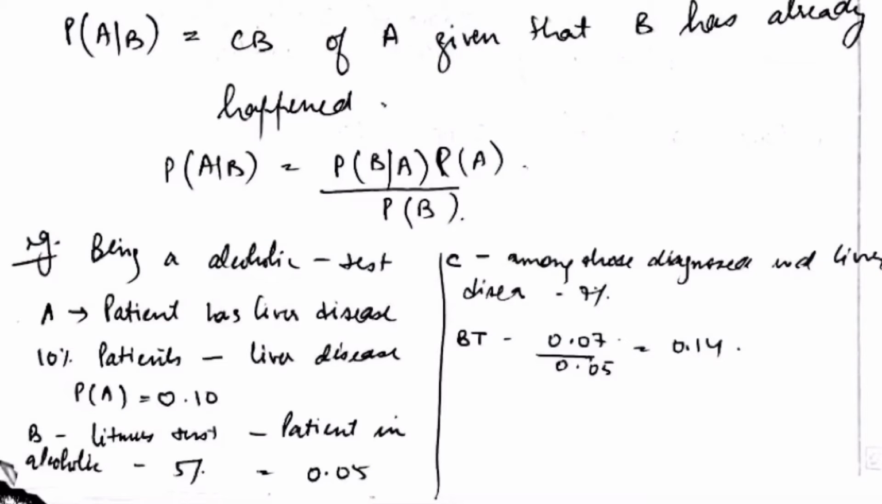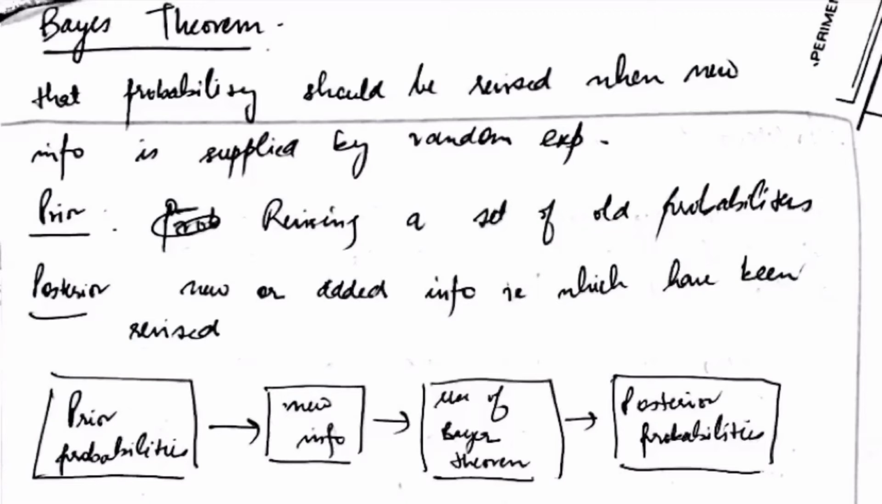Next theorem is Bayes' theorem, in which one event affects the probability of the other event, just like the conditional probability. Two important terms used in Bayes' theorem are prior and posterior. Prior means a set of old probabilities and posterior means new or added information, that is, which has been revised. I have drawn a flow chart which shows from prior probabilities to posterior probabilities.